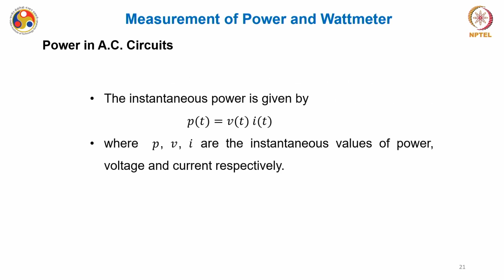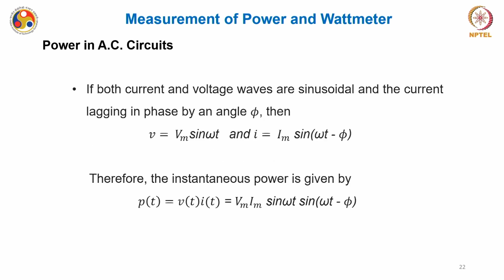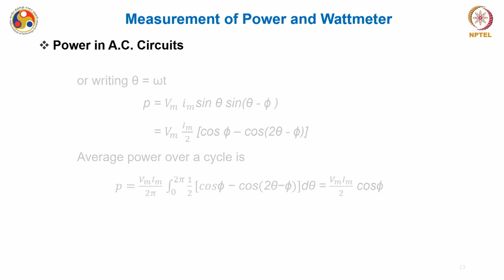The instantaneous power can be given as Pt equal to Vt into It, where P, Vt and It are all the instantaneous values of power, voltage and current. We have seen that when the voltage is Vm sin omega t and the current is another sine wave lagging by the angle phi, I can be given as Im sin omega t minus phi. Now Pt we have already calculated as Vt into It, or Vm Im sin omega t into sin omega t minus phi.